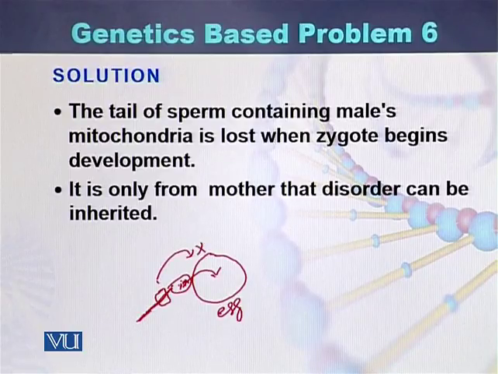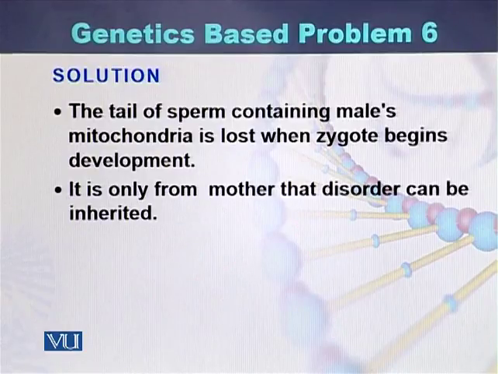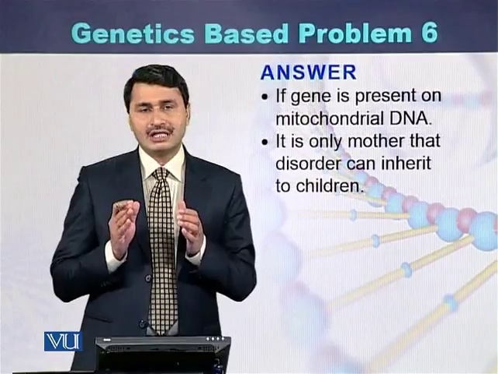So in the case of genetic disorders which are due to mitochondrial DNA, the mitochondria is inherited from the mothers, from mother to the next mother and to the next mother. The mitochondria is not inherited through the fathers. So in this case, the gene would be present on the mitochondrial DNA.